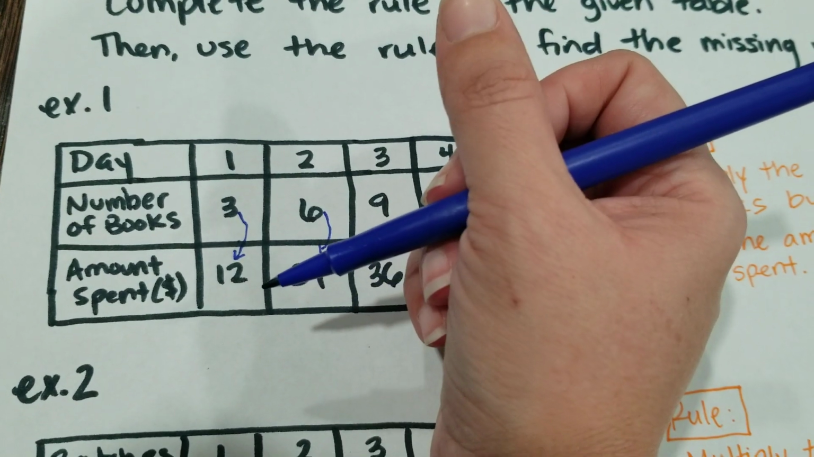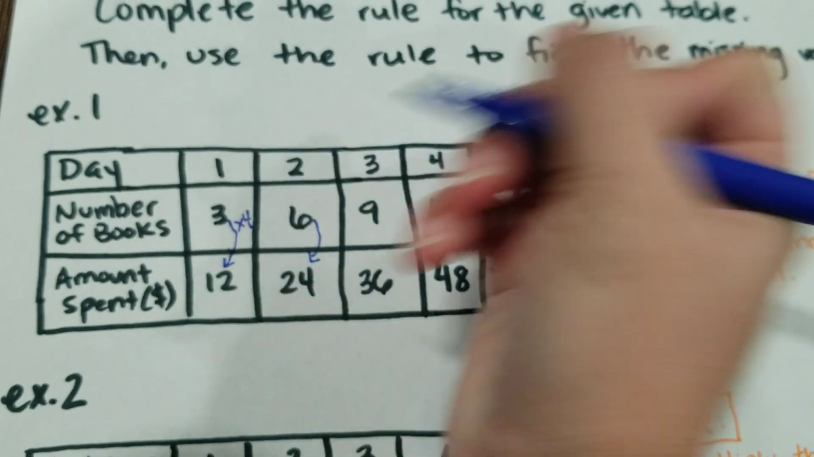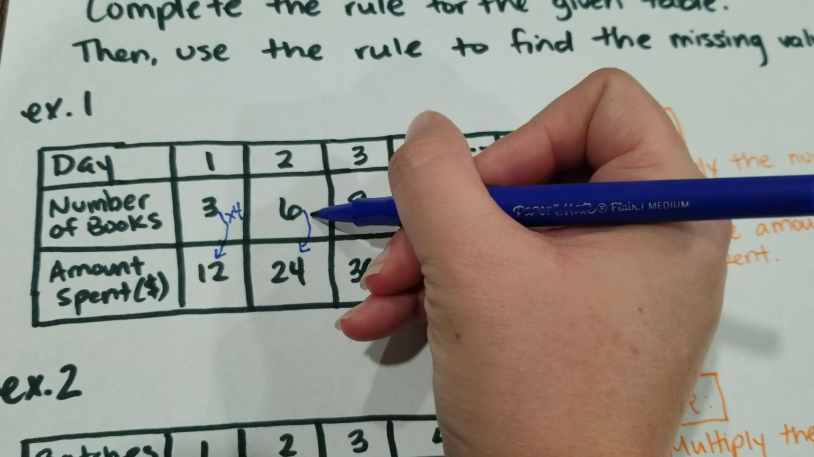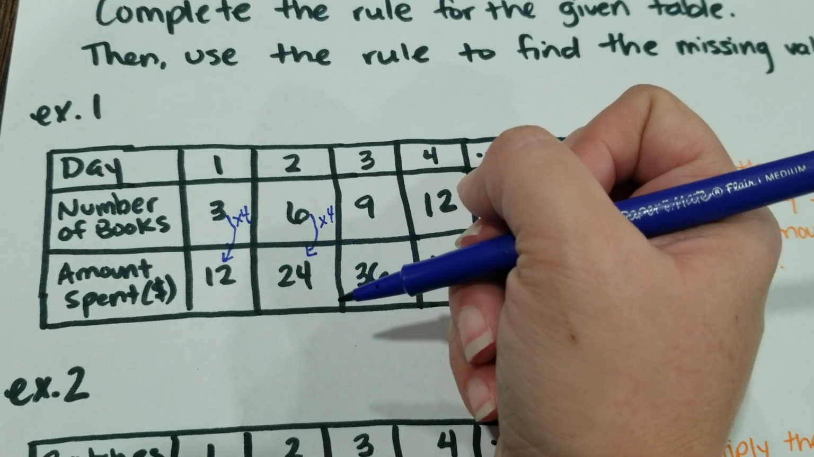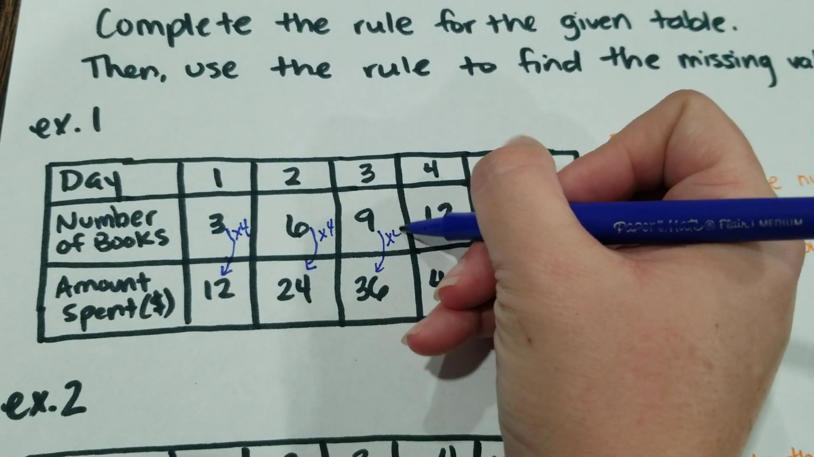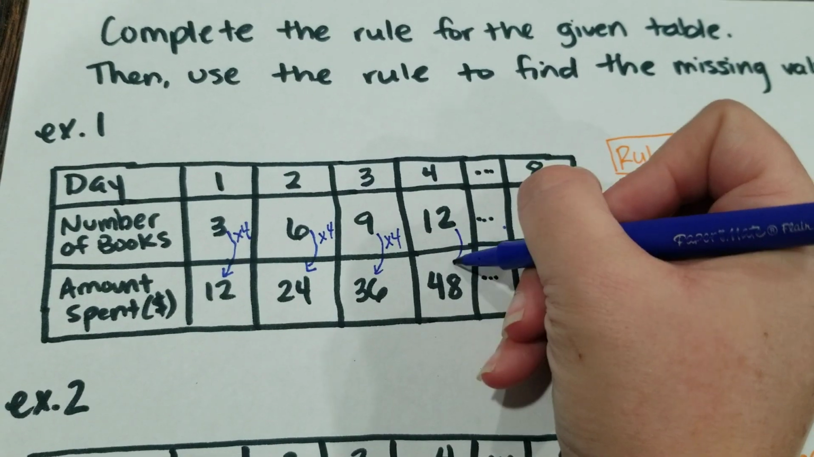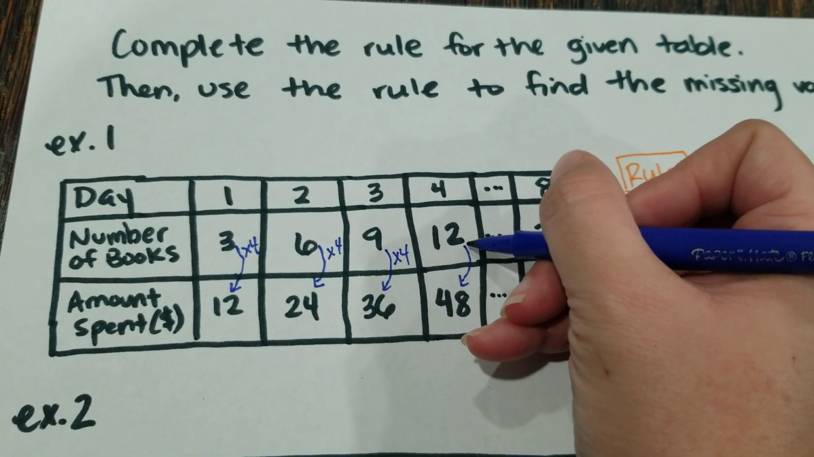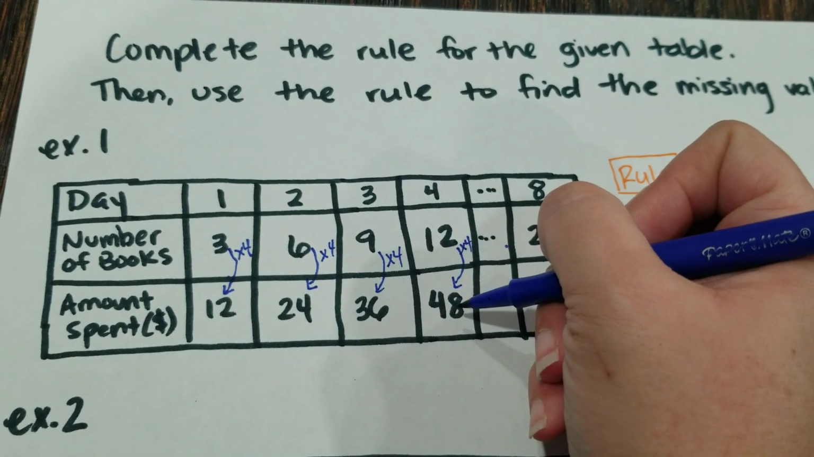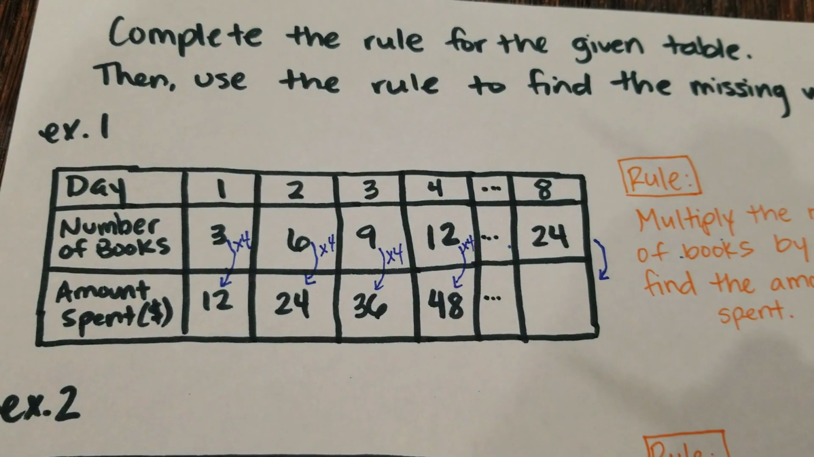Let's see, 3 to 12, I can do 3, 6, 9, 12. That would be times 4. That might be it, right? Let's test it on the other numbers. 6 times 4, is that 24? Yes. 9 times 4, is that 36? Yes. 12 times 4, is that 48? It is. So multiplying by 4 works, then that is my rule.